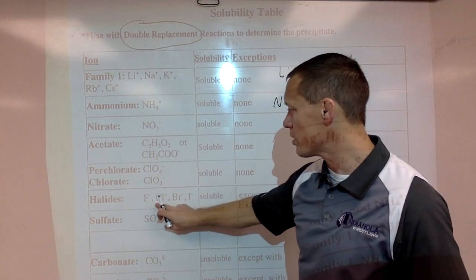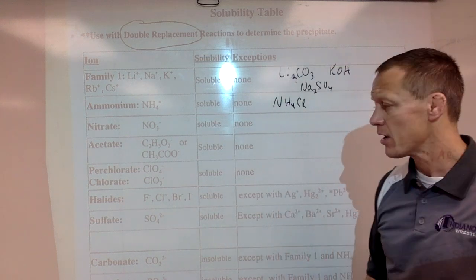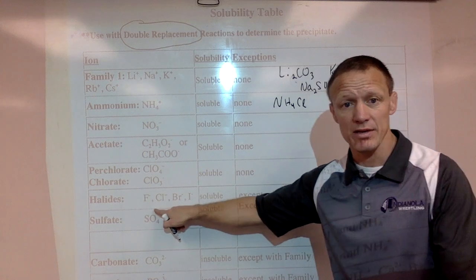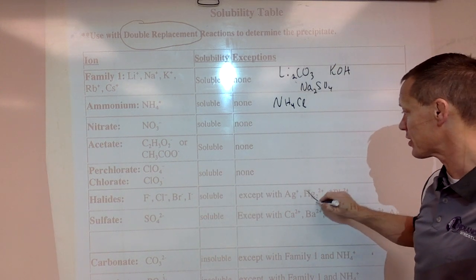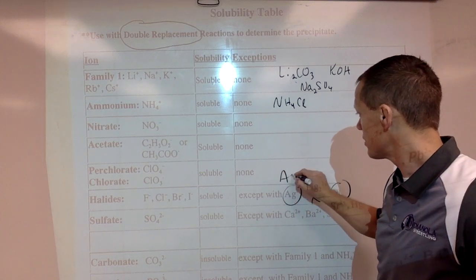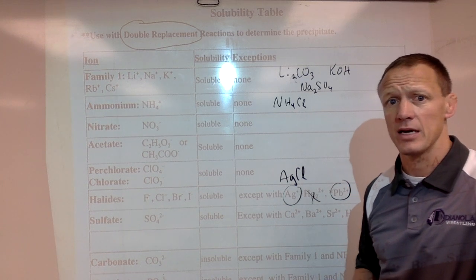You get down to fluorine, chlorine, bromine, iodine. So if you see one of these in a compound, fluorine, chlorine, bromine, iodine, they are soluble, but there are some exceptions. So most of the time these dissolve unless they're with silver, mercury, or lead. And I usually just say you need to know silver and lead. So that means like silver chloride will not dissolve. It will be a precipitate in a double replacement reaction.